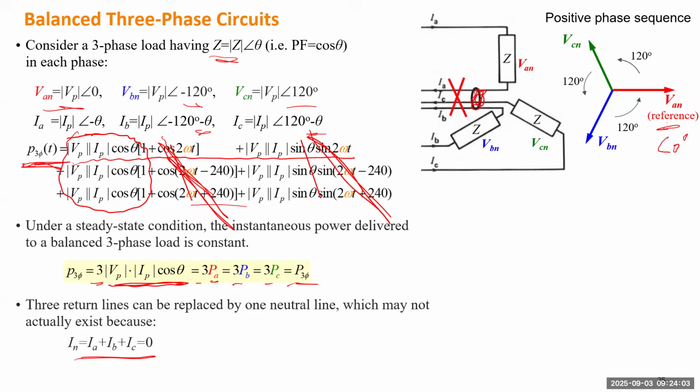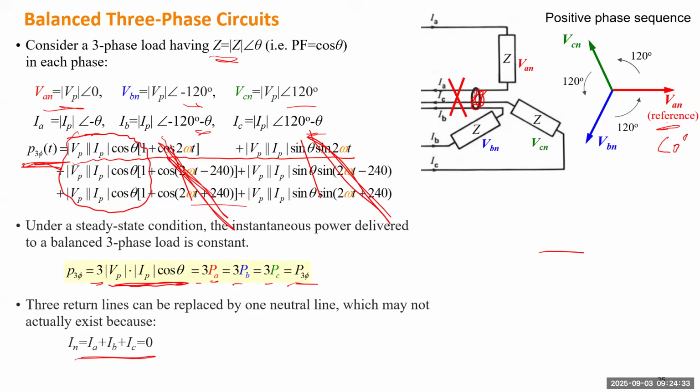But another way to explain it is you treat this cosine angle as the real part of a complex number. This is the imaginary part of a complex number. This is just magnitude, right? This is like the imaginary part of some complex number. This is the real part of a complex number, but lagging the first complex number by 240 degrees. So you are actually summing 3 complex numbers.